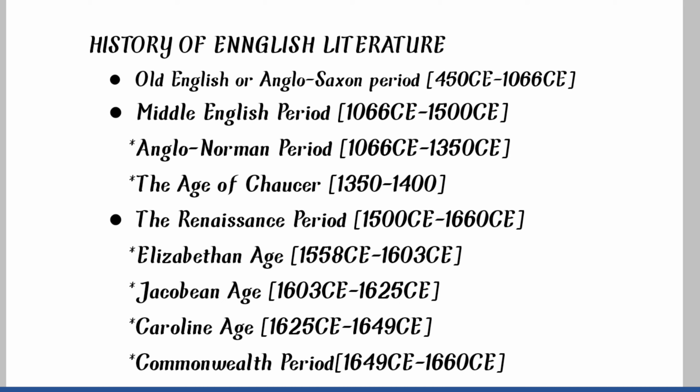The second is the Jacobean Age, which ran from 1603 to 1625. This period is also called the Age of Donne. John Donne is called the father of metaphysical poetry. And then we have the Caroline Age, which ran from 1625 to 1649 CE, also called the Age of Milton. John Milton, writer of Paradise Lost. Then the Commonwealth period, from 1649 to 1660 CE. The Caroline Age and the Commonwealth period are also called the Puritans' Age.